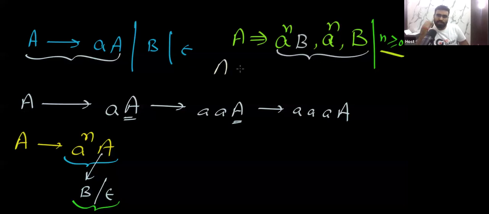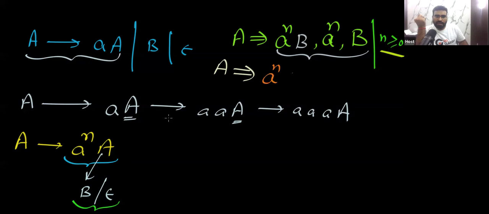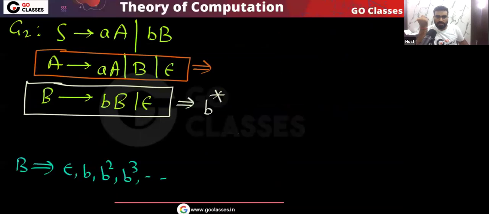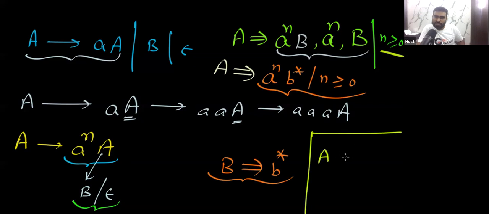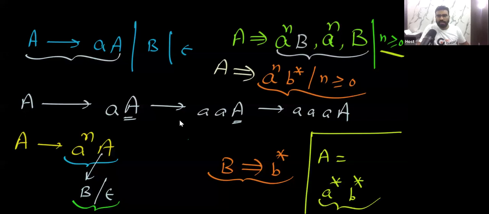So finally, in one word, what is A generating? In one word, I can say A is generating A power n. And we have already seen what B was generating. B was generating B star. Here n is greater than equal to 0. So in one word I can say that A is generating A star B star. Is this clear?